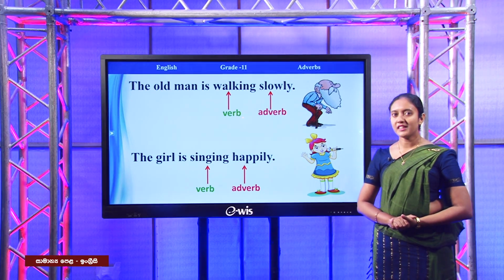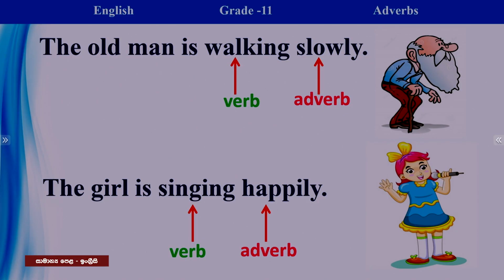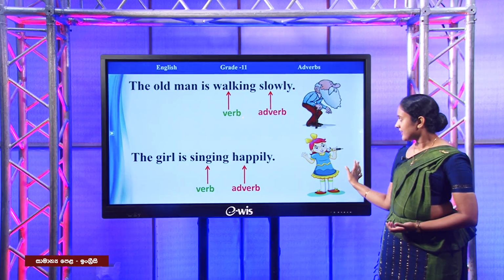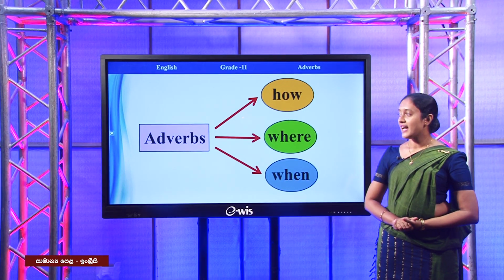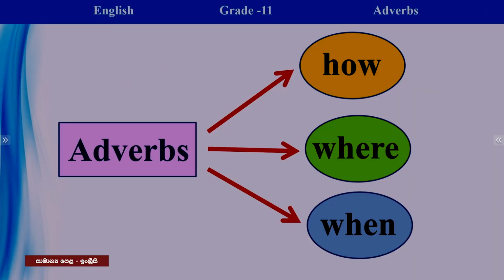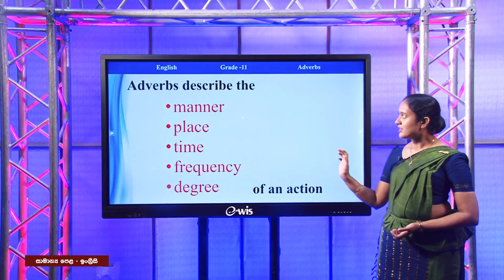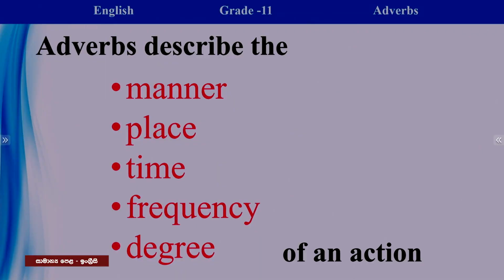So, children, pay your attention to these two words, slowly and happily. These two words describe the actions of these two people. So, we call them adverbs. Now, children, basically, adverbs tell you how something happens or where something happens and also when something happens. And there is other information too. They also describe the manner, place, time, frequency and also the degree of an action.